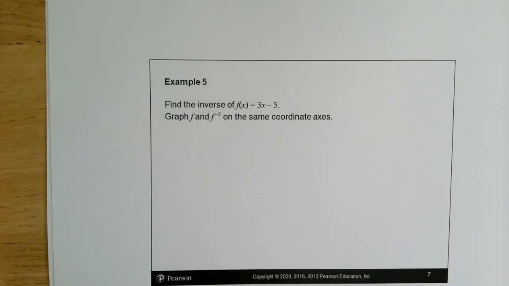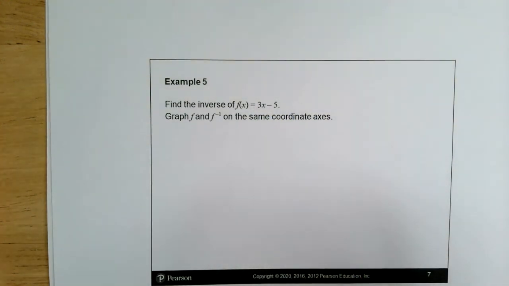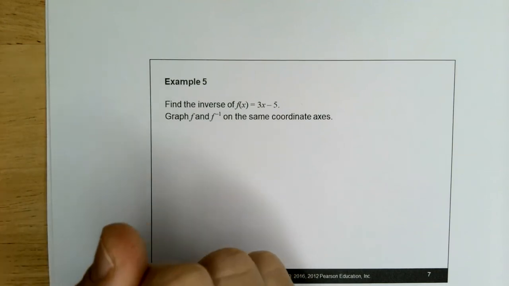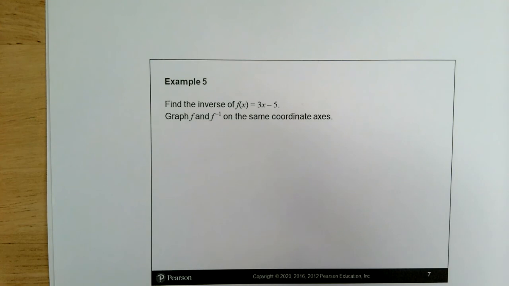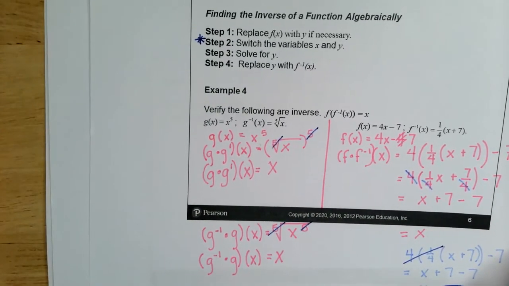Find the inverse of f of x equals 3x minus 5. All right, I know what undoes. So x is being multiplied by 3, and 5 is being subtracted from it, right? So the inverse of f of x will have to include division by 3 and adding a 5 somewhere, right? Let's use these 4 steps to determine exactly how it will look, right?